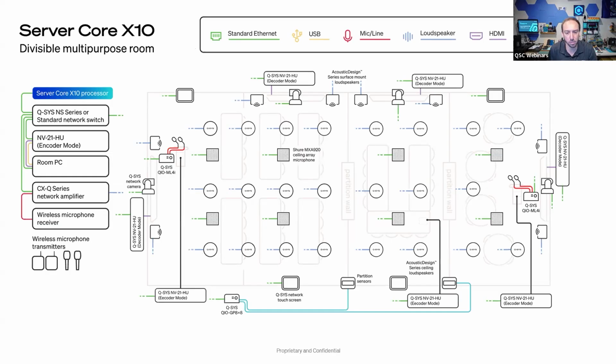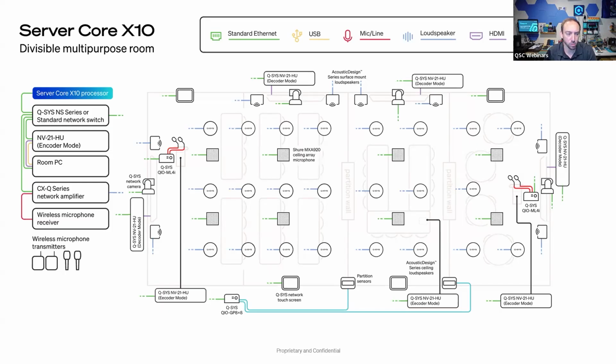So looking at the X10 and a room that the X10 would fit right at home with. This is a divisible multi-purpose space. So maybe there's a cafe at one end, an all hands space at the other, and in the middle there's two divisible walls and a conference room, boardroom type space. The X10, we have a ton of network video here. So every room's got an encoder and a decoder, or multiple decoders so that we can bring things like room PCs in.